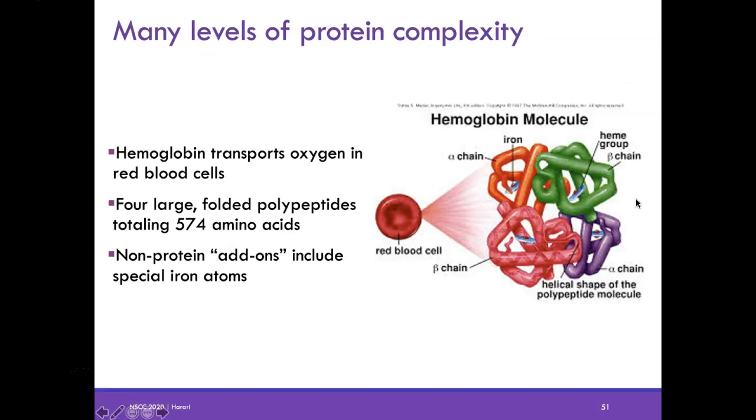So for example, hemoglobin has a very complex structure, and that structure allows it to transport oxygen. Right? If it didn't have the structure, it would not be able to grab onto oxygen in the perfect way. In fact, red blood cells are shaped this way because of hemoglobin structure.